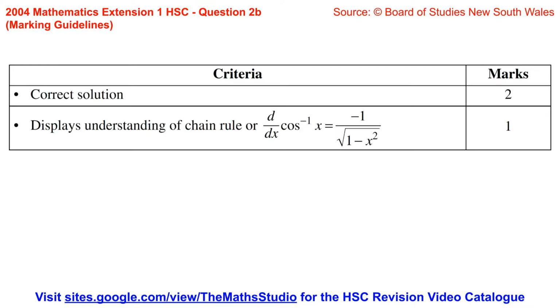The following are the marking guidelines for question 2b. For 1 mark, we have displays understanding of the chain rule, or the first derivative with respect to x of inverse cos of x is equal to -1 over the square root of 1 minus x squared. And for 2 marks, we have correct solution.